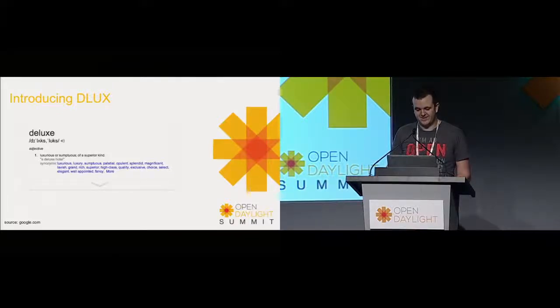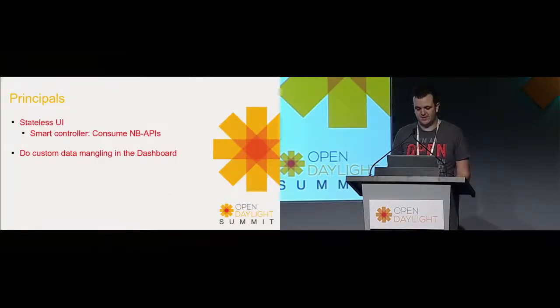Anyways, what we want to do is the same thing they were doing in OpenStack: don't do any custom data thing within the controller and just use the northbound APIs. So basically keep the controller having all the smarts with all the data, and just have a stupid stateless UI. And if you need to do any custom JSON thing from multiple API calls, you can do it in the UI app instead.